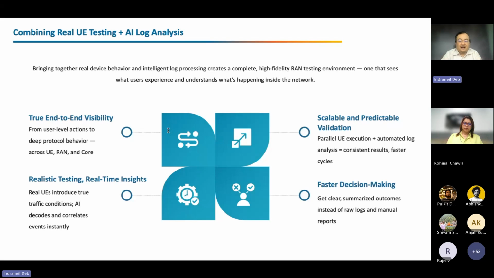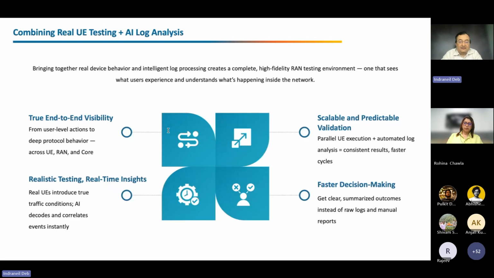We completely understand what went on within the different domains while test cases were being executed. We can also rely on a verdict that is generated on the basis of protocol level exchange of messages, as to what happened during the testing. So true end-to-end visibility can be achieved. Furthermore, while real UEs bring all of their own complexities into the mix and provide a true testing environment for the RAN, AI facilitates the identification of anomalies as they happen.